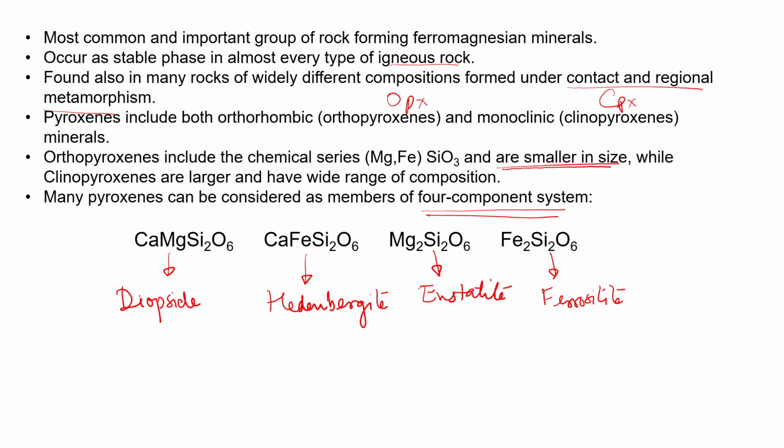So we say that the pyroxenes are members of a four-component system, which are diopside, Heidenbergite, enstatite, and ferrosilite. Now, a few examples of OPX. Let me write it over here for you so that if these are asked in the MCQs, you can easily give the correct answers. So for OPX, I'll be writing very common names. We have hypersthene, enstatite, ferrosilite.